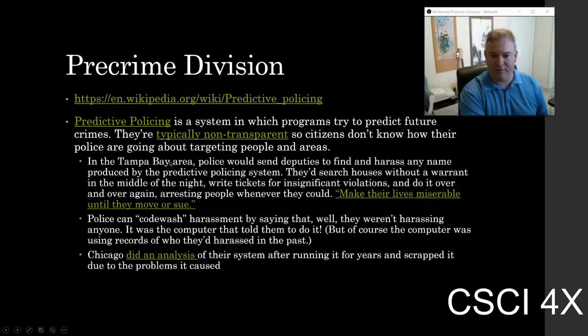Basically they have a program that every month gives the local police a list of 10 names of people who aren't necessarily criminals, just people in the neighborhood that are likely to commit crimes in the next month. And this program is proprietary. You don't have any idea how the algorithm arrives at these 10 names, but if your name's on the list, sucks to be you. The police come to your house.